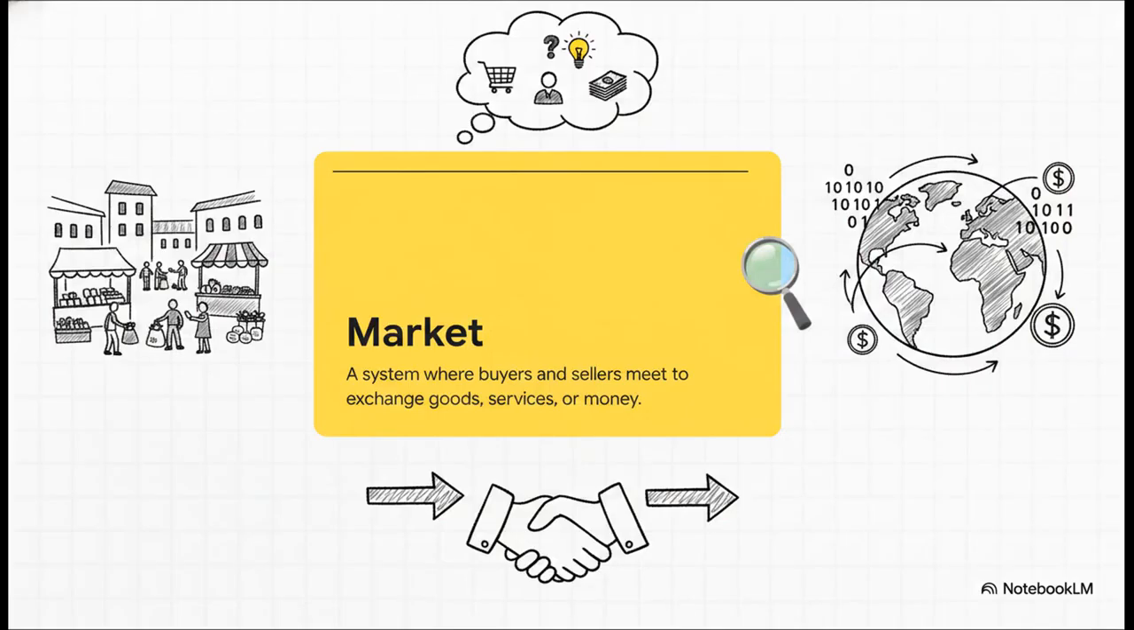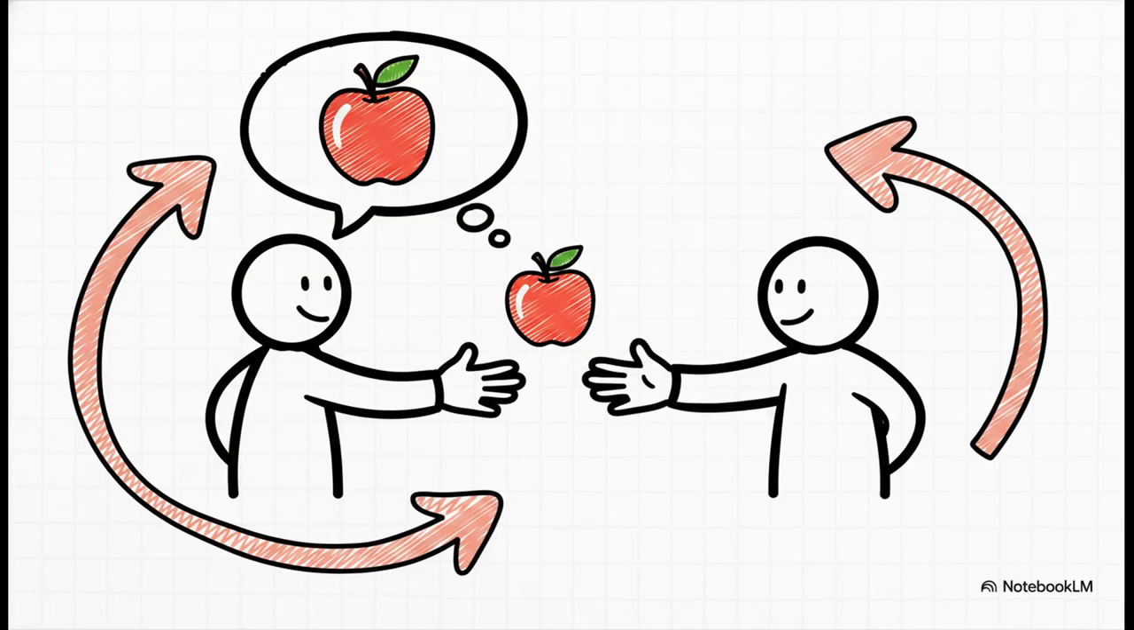So the crucial point is that a market is simply any system of exchange. It's anywhere that buyers and sellers actually meet up to trade goods, services, or money. That's really it. Whether it's a physical bazaar or a digital app, the absolute core of any market is just an intersection. It's that exact meeting place where the buyer's demand crashes right into the seller's supply.